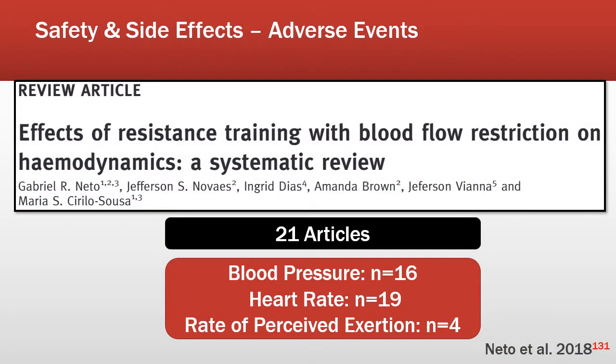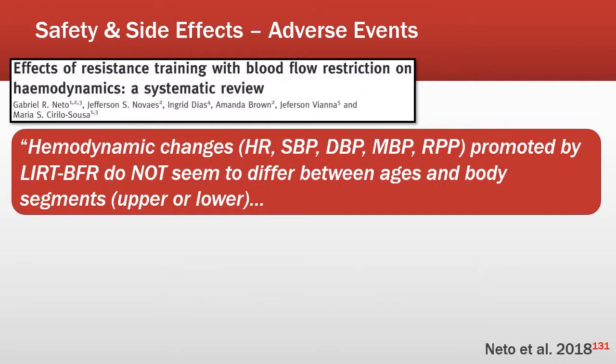Okay, another systematic review here that looked at the hemodynamics. So 21 articles included. You have 16 articles that looked at blood pressure, 19 that looked at heart rate, and rate of perceived exertion was included in 4. And this is a systematic review here.